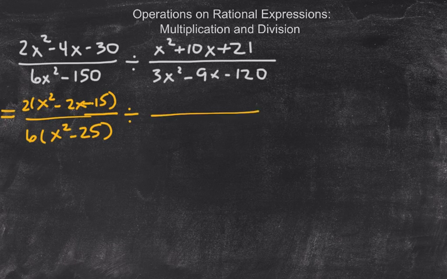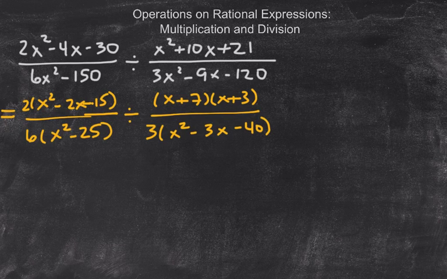And divided by x plus 7 times x plus 3. And I see a common factor of 3 here, so I'll write that as 3 times x squared minus 3x minus 40. Alright, I almost have this fully factored. And here I'm going to finish factoring and rewrite it as a multiplication problem.